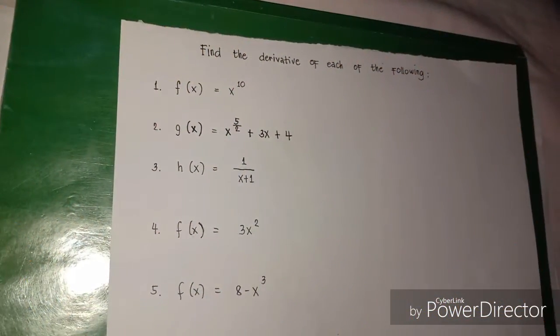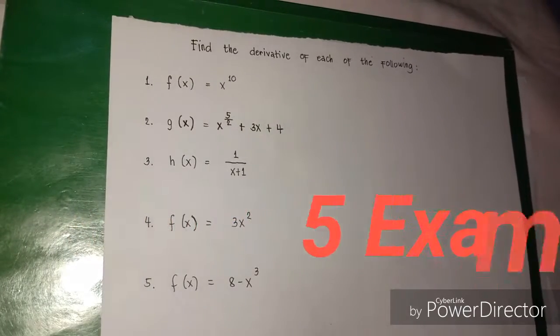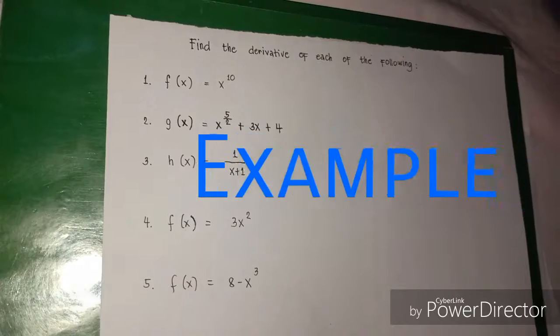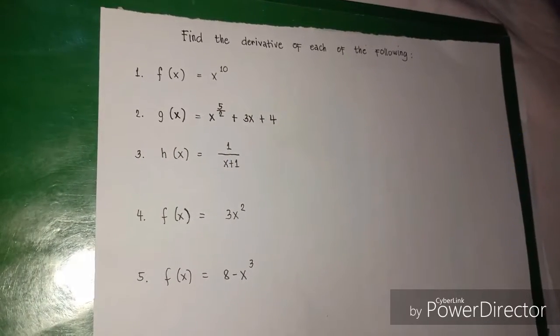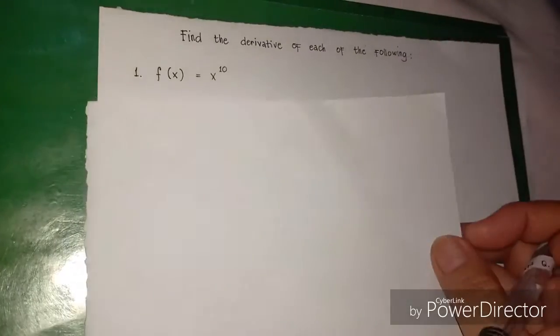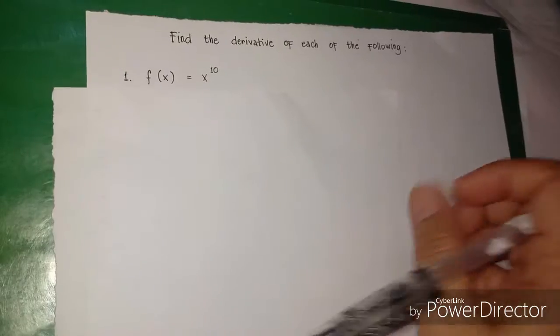So we have here 5 examples. We are going to find the derivative of each of the following. For number 1, the given is f of x is equal to x to the 10. So in this number, we can use the power rule.